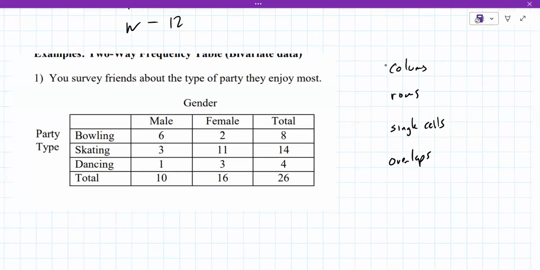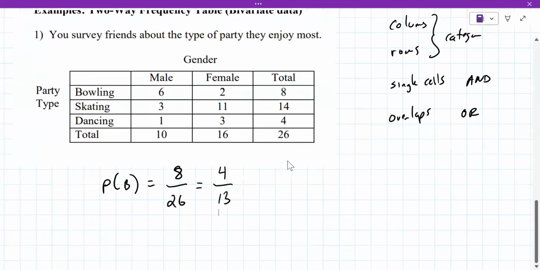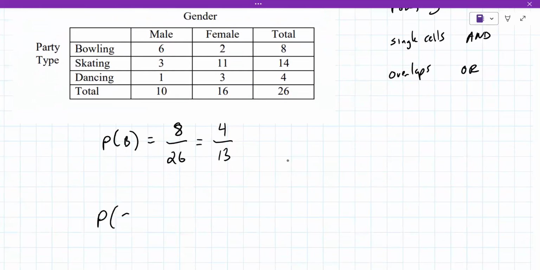So let's start. How many females prefer skating out of the total? Overlaps are typically the word "and." Single cells are too. Rows and columns are just the category. Okay. So I could ask you the probability of bowling. It's the total number of bowlers out of the total, so it would be 8 divided by 26. Then you have to reduce that or go to a calculator.